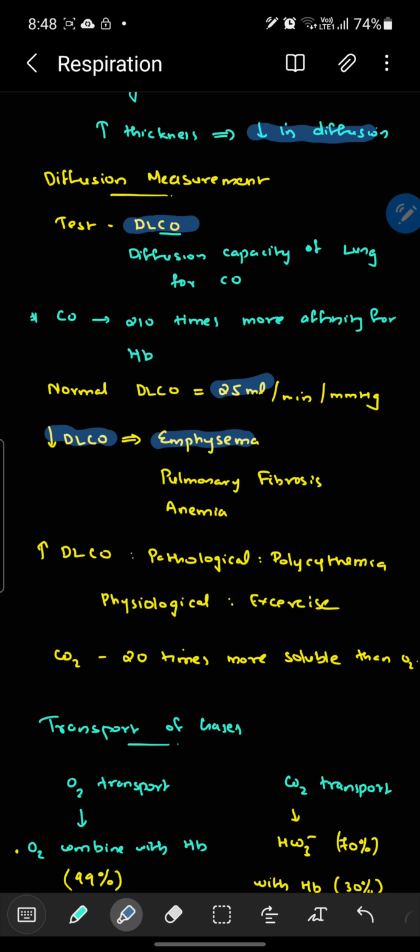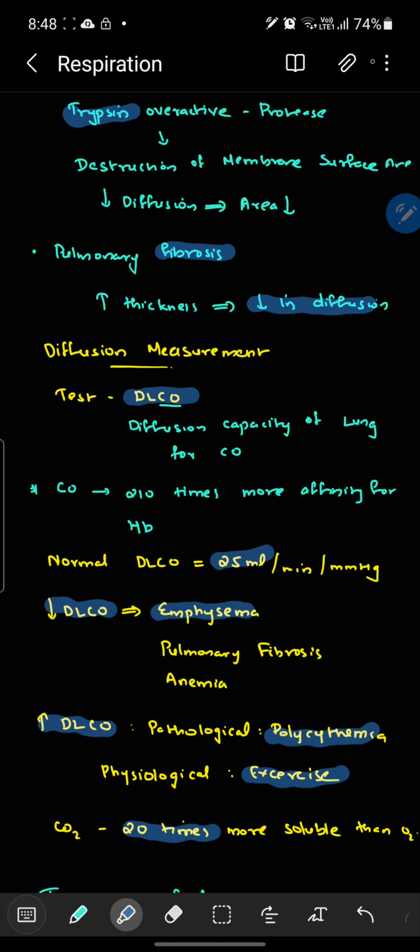In certain conditions, the value of DLCO is increased. That means our diffusion capacity is increased. So polycythemia, that means more blood cells, is a pathological condition which increases the diffusion capacity. There is also a physiological condition, which is exercise. So during exercise, the diffusion capacity increases. The CO2 is 20 times more soluble than oxygen. So that's all about diffusion of gases.